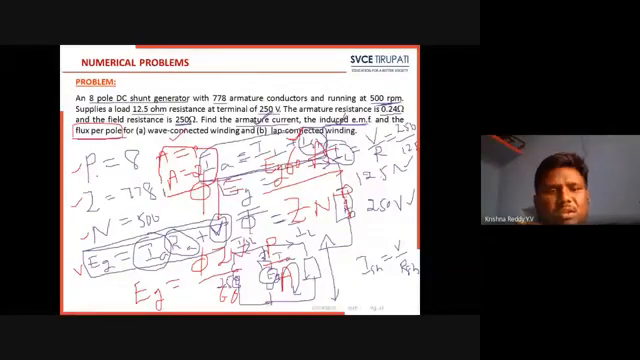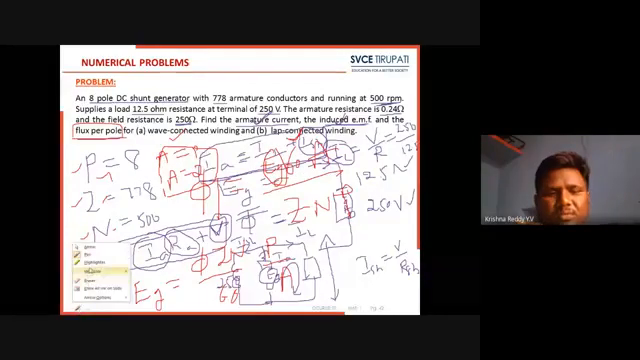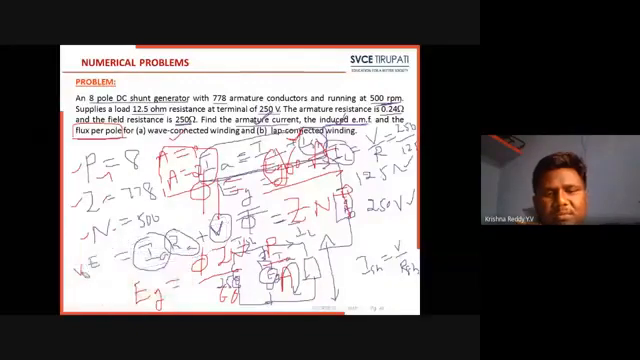Here we know the values of P, Z, N. And also here we are calculating the EC value. With the help of this equation, we can get the flux per pole when it is a lap winding and a wave winding.